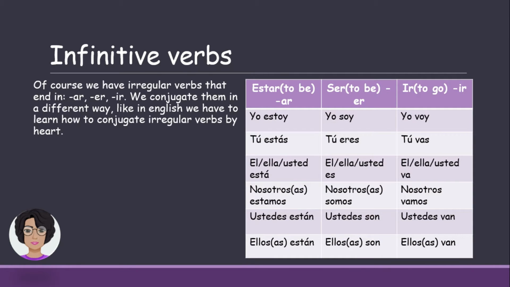Here we have three irregular verbs. Estar, to be. Ser, to be. Ir, to go. If you haven't watched the video about the verb to be, how you can use the verb to be in Spanish, please click on the tag on top so you can learn how to use the verb to be in Spanish.